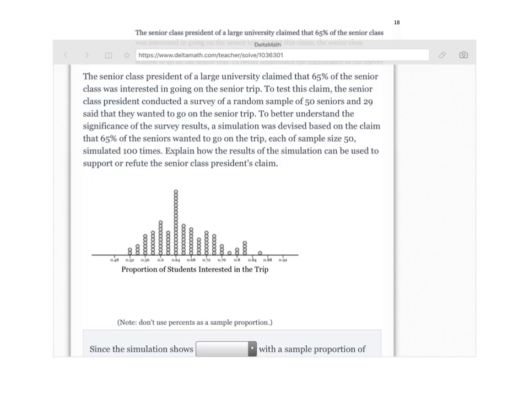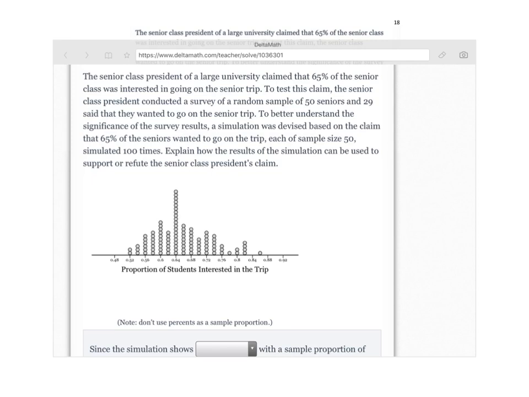So this last example is about a senior trip. It says the senior class president of a large university claimed that 65% of the senior class was interested in going on a senior trip. To test his claim, the senior class president conducted a survey of a random sample of 50 seniors, and 29 said they wanted to go on the trip. So here's our observed proportion, right? 29 out of 50, which is 0.58. So not 65%, but that doesn't mean if you asked all the seniors, it wouldn't be 65%. Is this 0.58 close enough that we can assume that the 65% is reasonable? That's basically what we're doing.